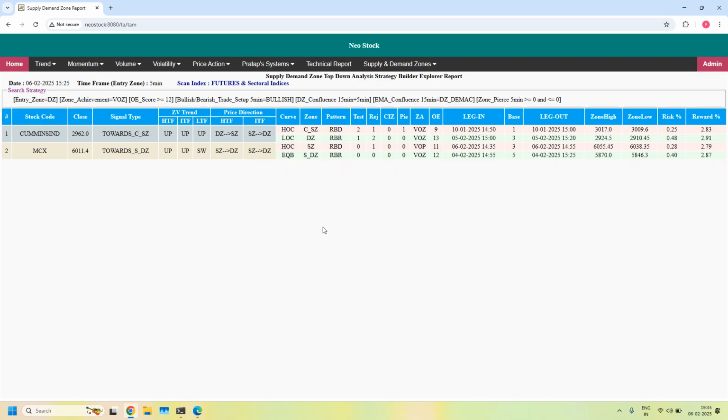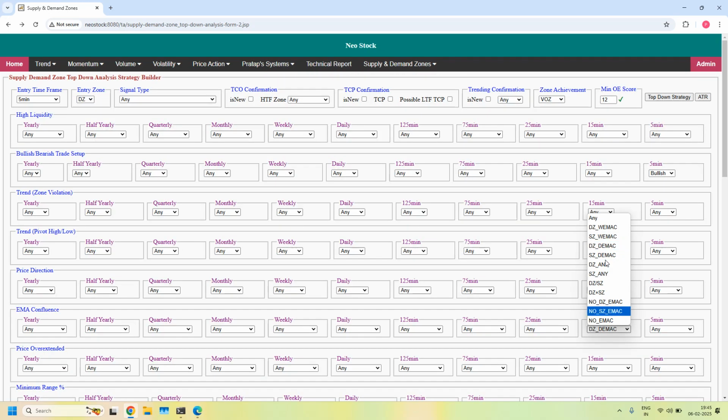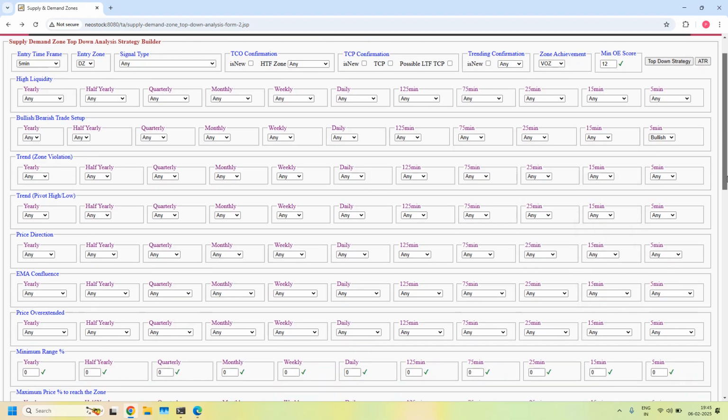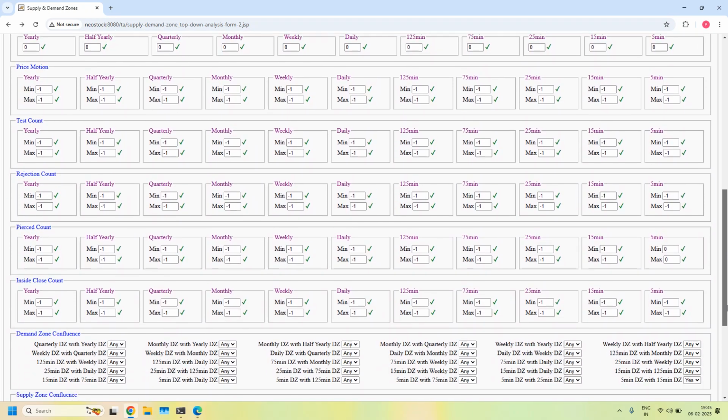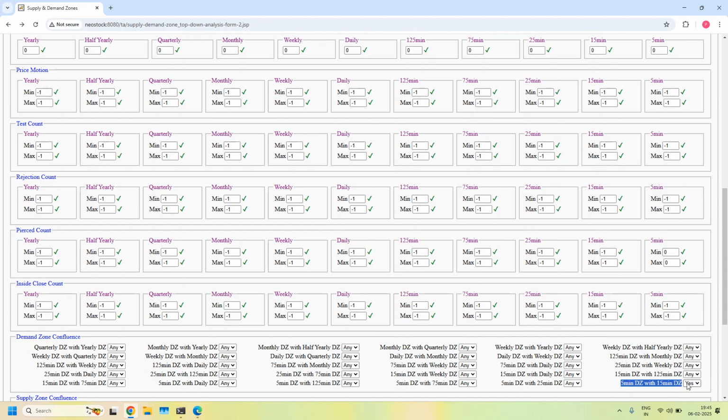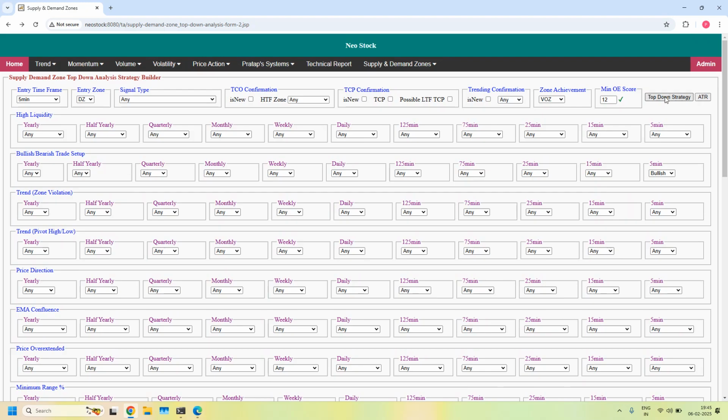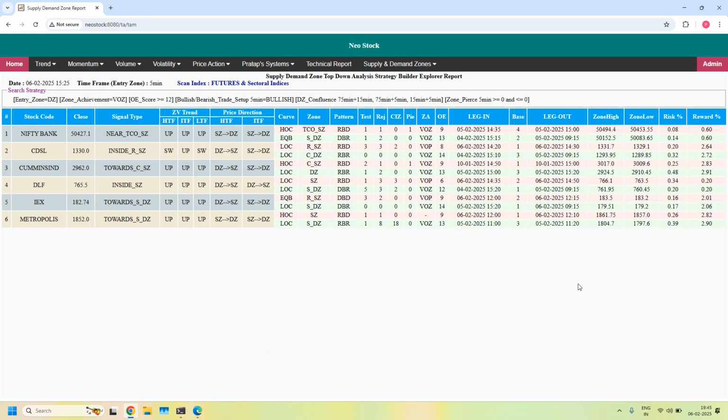Okay. Next, let us look for LTF, ITF, HTF demand zone confluence with all the 3 time frames. LTF, ITF, HTF. 5 minutes, 15 minutes and 75 minutes demand zone confluence. So in the demand zone confluence, we should set 3 filters. First filter is already enabled. Second filter, 5 minutes demand zone with 75 minutes demand zone confluence. Third filter, 15 minutes demand zone with 75 minutes demand zone confluence. All the 3 filters are enabled. With these 3 filters, LTF, ITF, HTF demand zone confluence, we got 6 stocks.